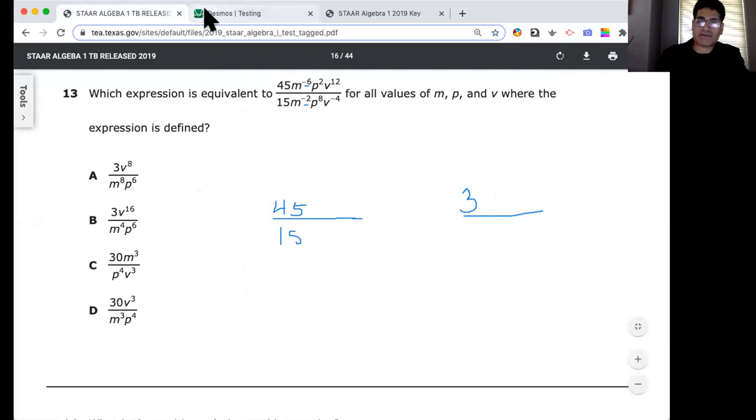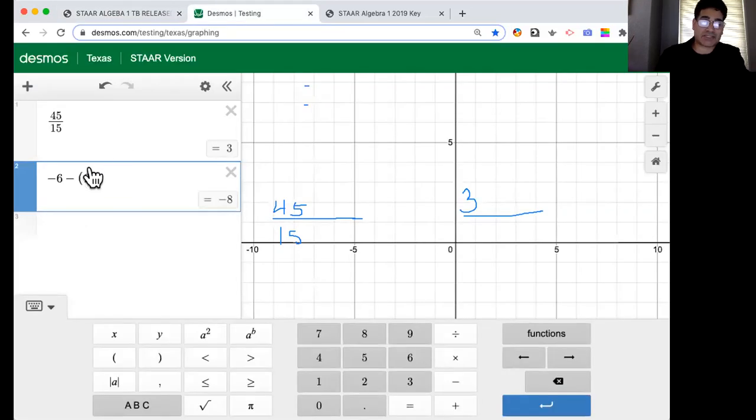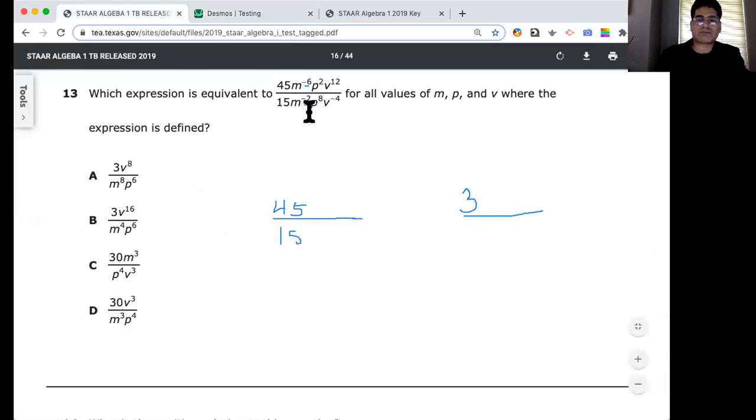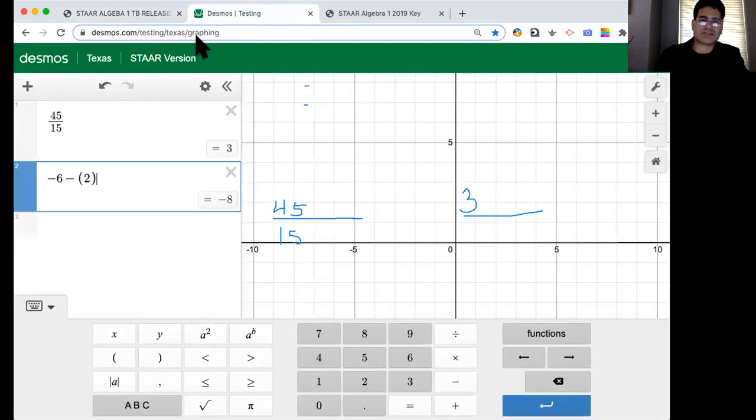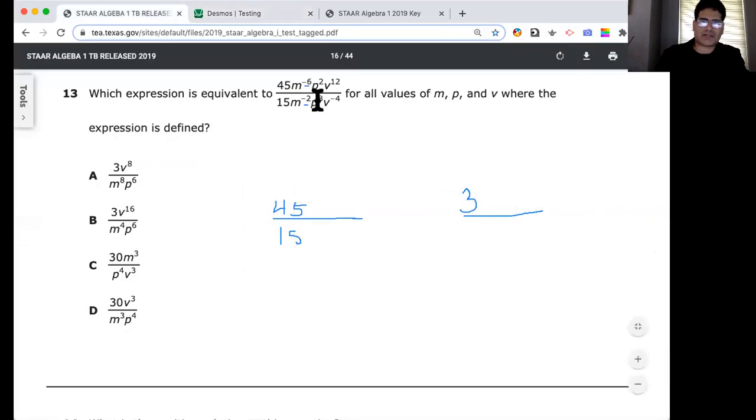And this is why having the Desmos again is kind of helpful, because this can be quite tricky. -6 minus, see, I think I made a mistake. So, yeah, -6 minus -2. Ooh. All right, good. See how that makes a big difference? All right, so -6 minus -2, and that is our answer, -4 on the M's.